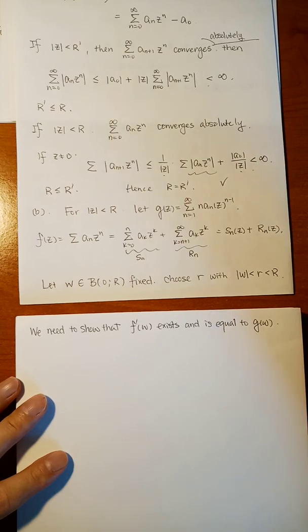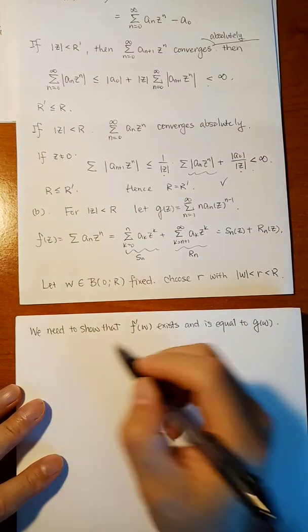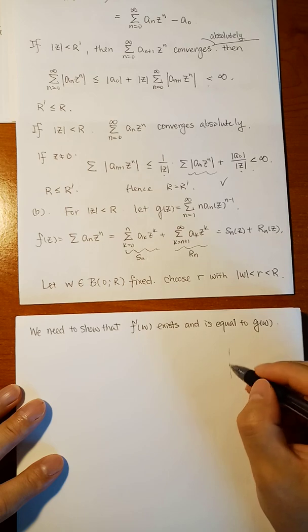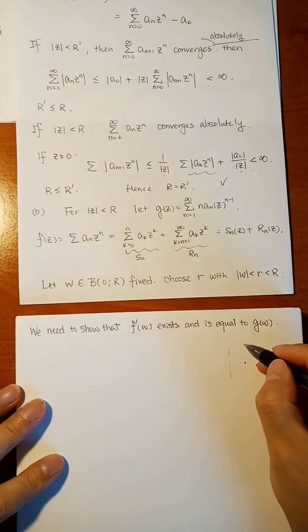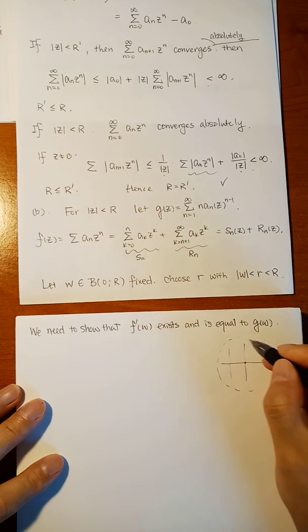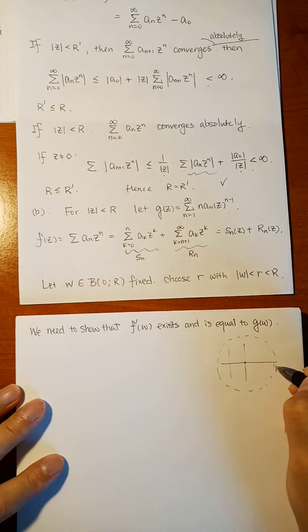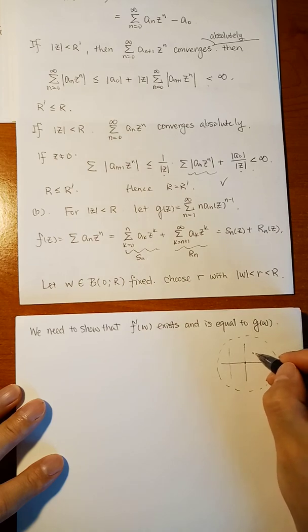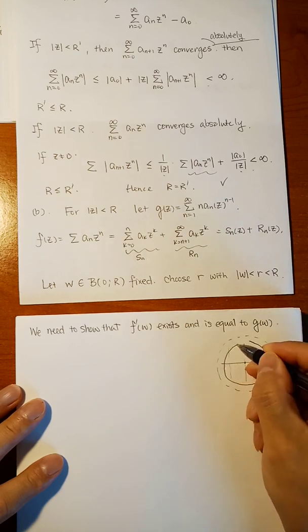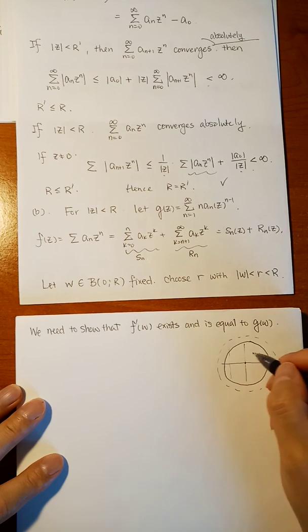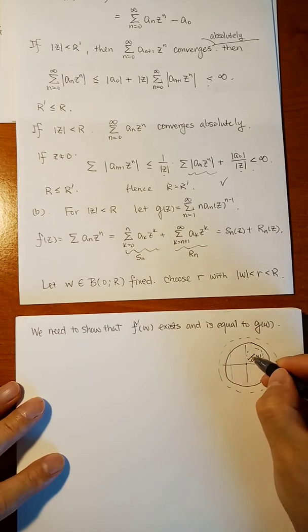And now what we're going to see. This is 0. It's a large disk R. And then W possibly is here. Then there's a smaller disk with radius little r. And we're going to focus on the close neighborhood of W. So this is what the letter is, delta.